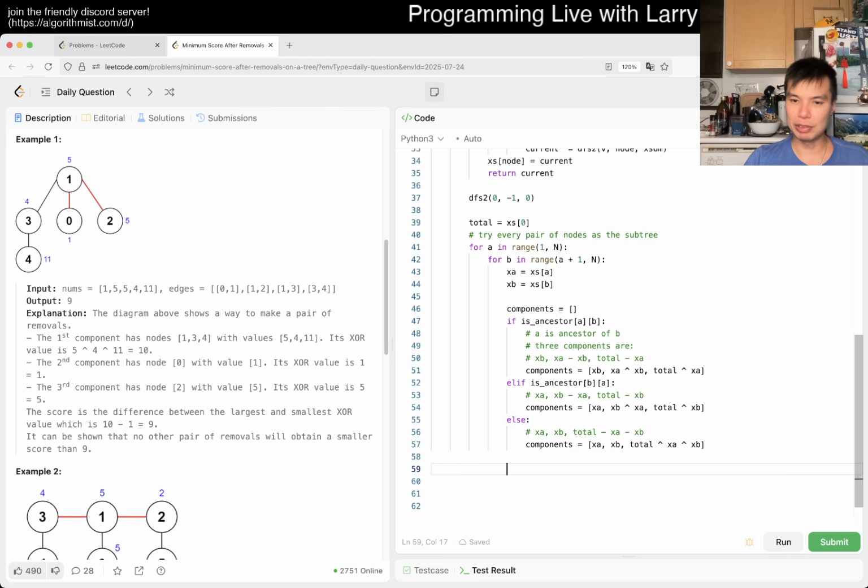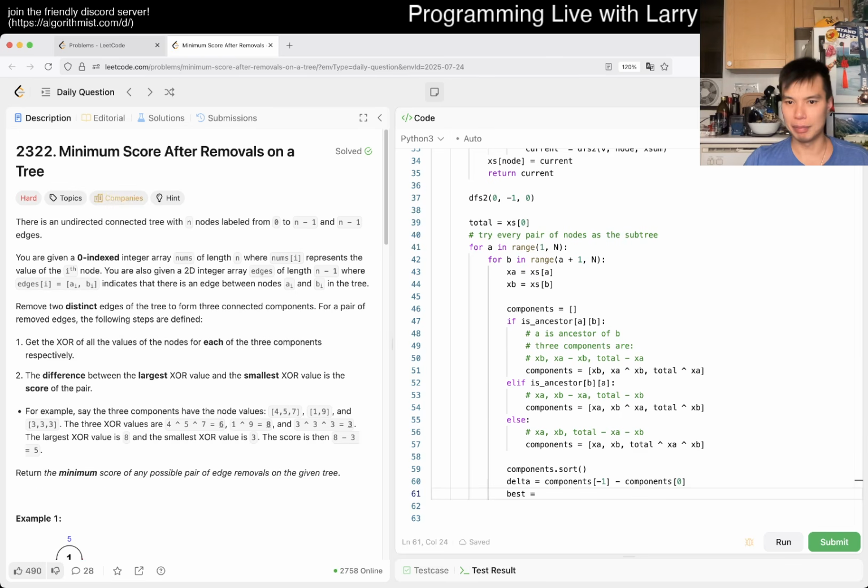And now that you have the three components, you could sort them. I'm just lazy, so I'm just going to sort them literally. Then the current delta is equal to components, the biggest element minus the smallest element. And then we just compare it to best. Best is equal to, is it min? Right? Yeah, min of best and delta, and that's it.